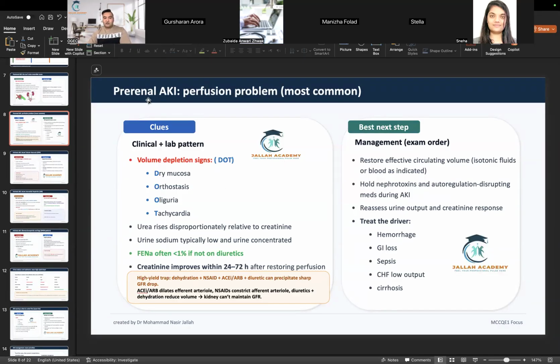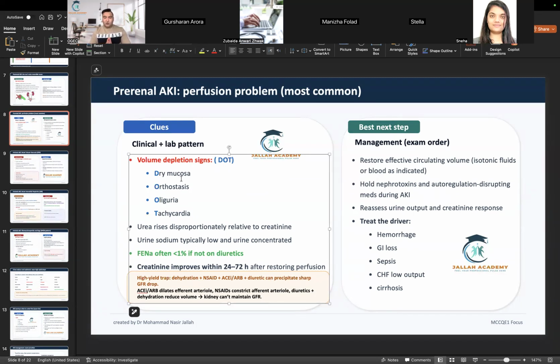Now, we're talking about the pre-renal. If you remember, I mentioned there is a mnemonic, which is called DOT. So if there's a volume depletion, which is the most common reason for pre-renal. Why? Because pre-renal acute kidney injury happens due to dehydration. So there should be a volume depletion.